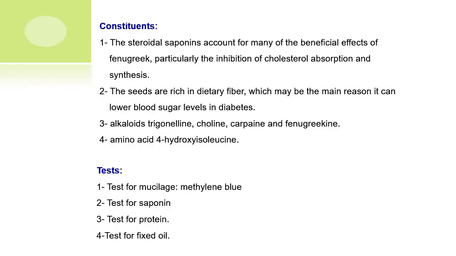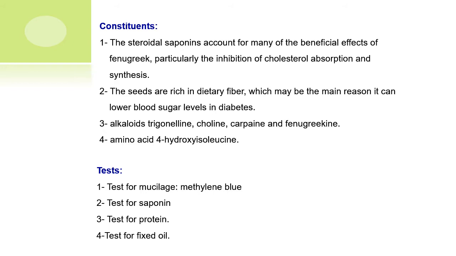The fenugreek seeds contain steroidal saponin known as diosgenin, which is responsible for many beneficial effects of fenugreek. In addition, there is dietary fiber, which is responsible for the blood sugar decreasing activity of fenugreek. Alkaloids such as trigonelline, choline, carpaine, and fenugreekine. Amino acid 4-hydroxyisoleucine, and minerals such as iron and selenium.